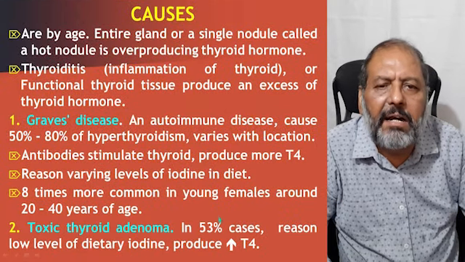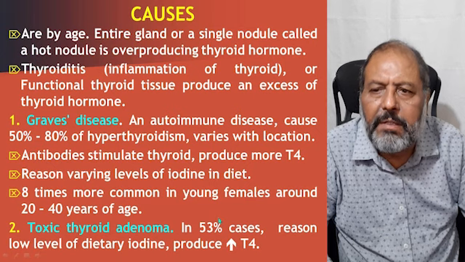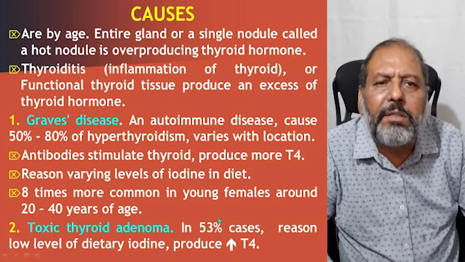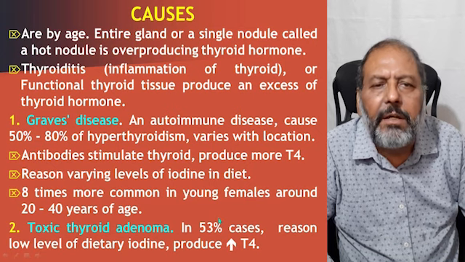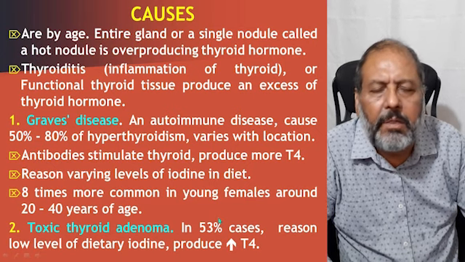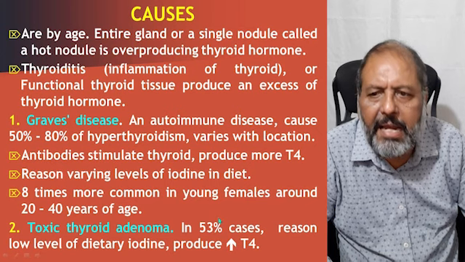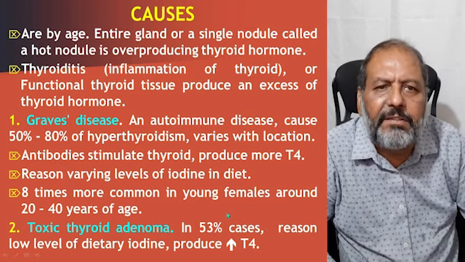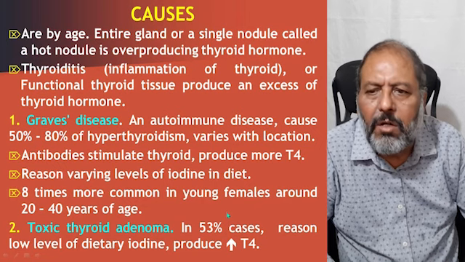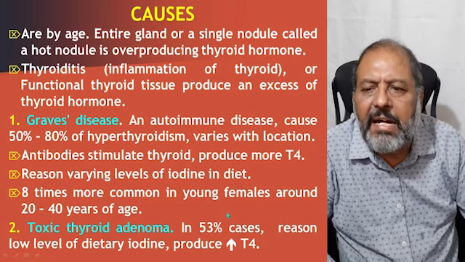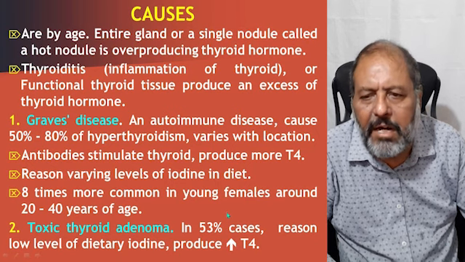Now, what are the causes of hyperthyroidism? These are: by the age, the entire gland or a single nodule, called a hot nodule, is overproducing the thyroid hormone in a thyroid gland that is otherwise normal. Thyroiditis, that is the inflammation of the thyroid, or functional thyroid tissue, produces an excess of the thyroid hormone.